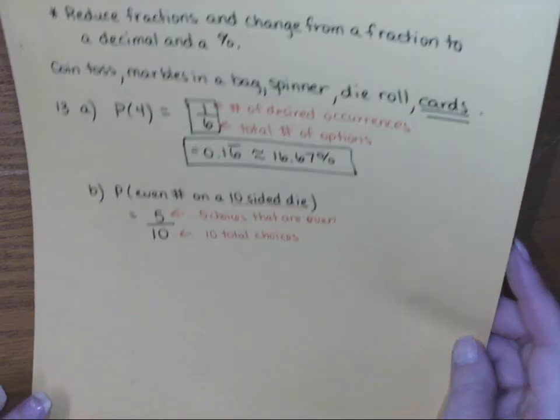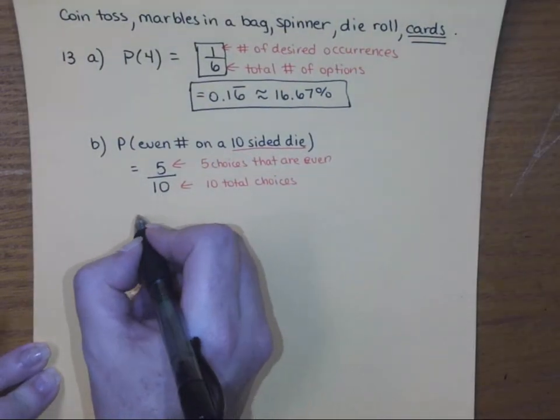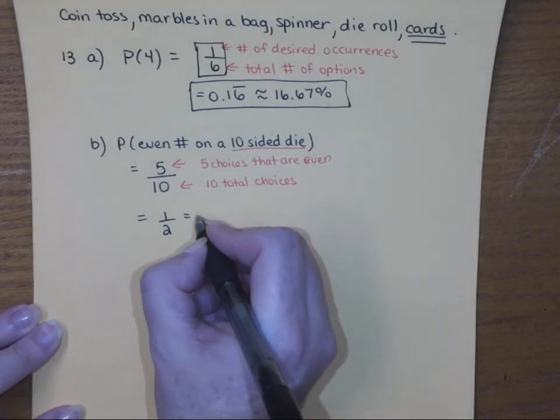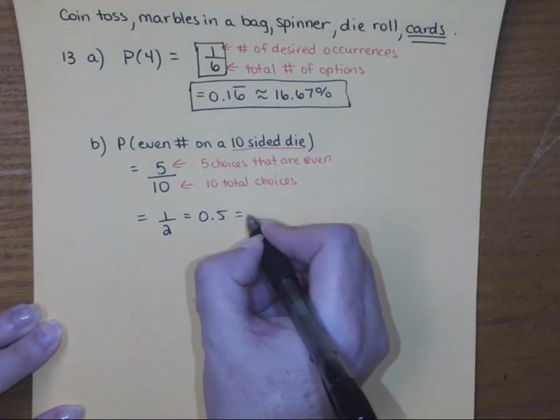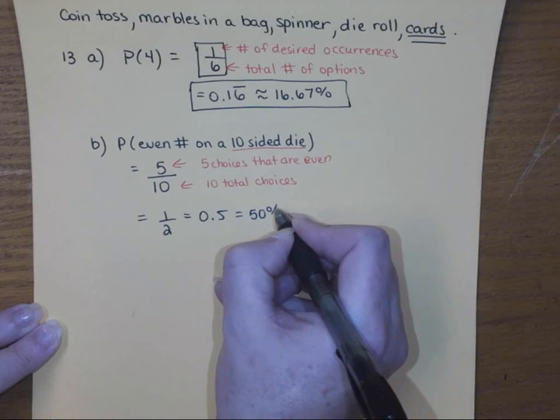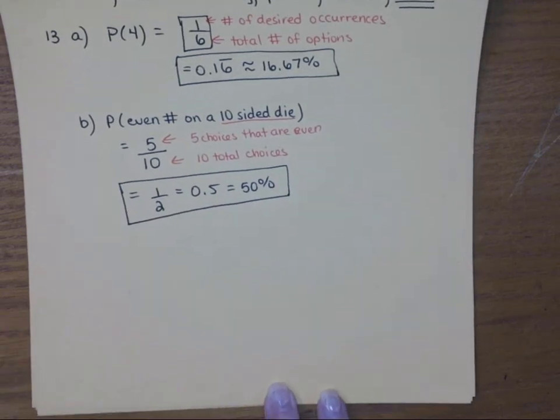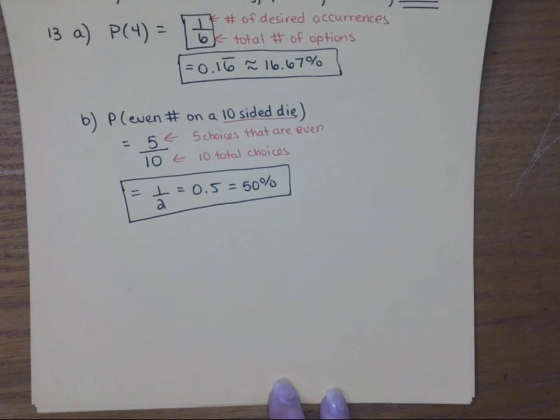So that's my explanation, but notice if I asked you to reduce it, then you would. So 1/2 would be 0.5, would be 50%. So just make sure you reduce it if it can reduce.